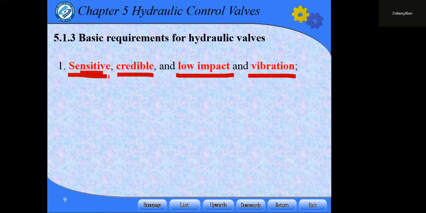It means that it can be used without accidents, as long as the pressure oil goes through.